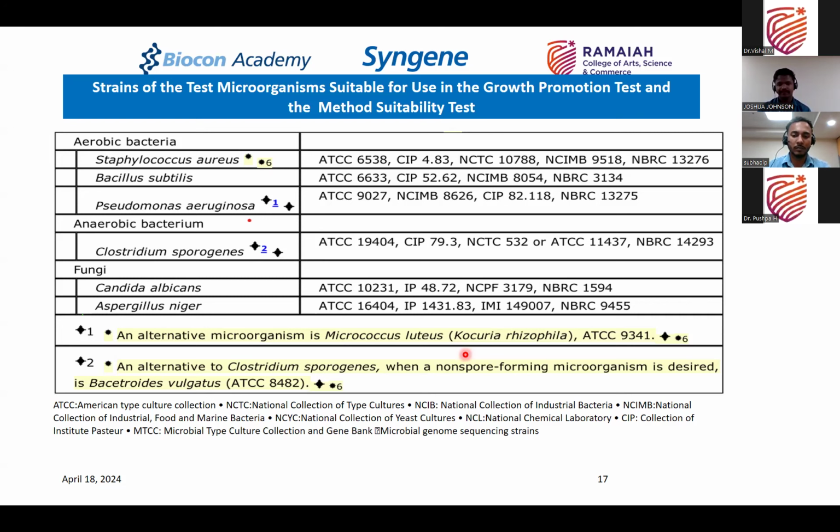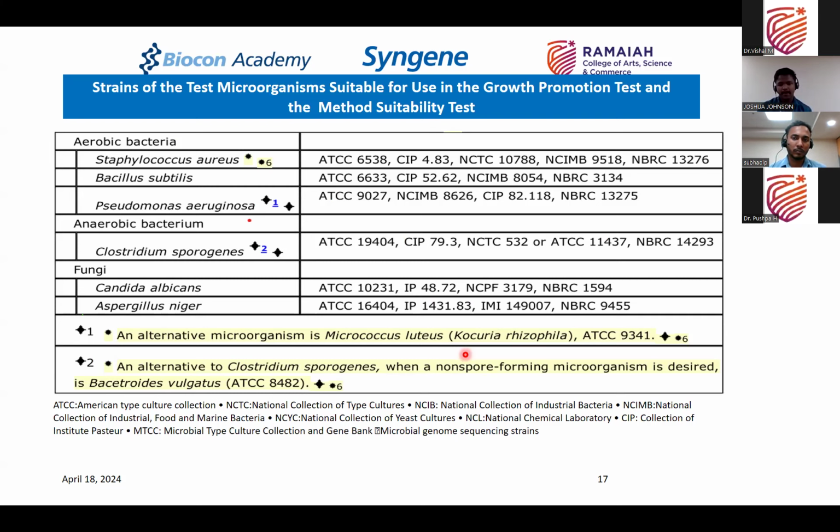What are these aerobic bacteria? As you all know, as was told, they are the group of organisms which require oxygen for their metabolism, while anaerobes do not require oxygen for their metabolism. And the fungi. According to USP, these are the organisms which can be used.